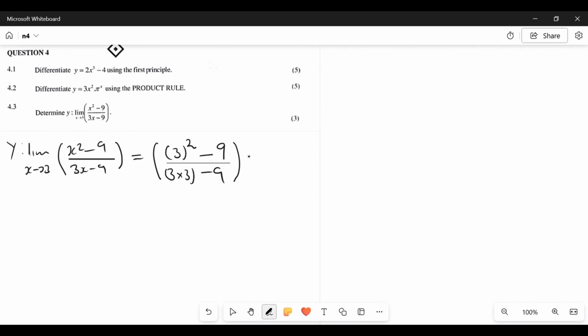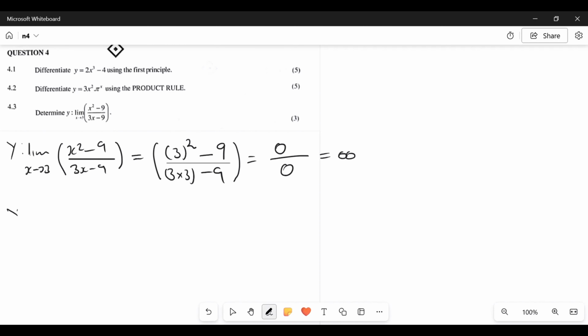There we go. If you continue here, we're going to have on the numerator 9 minus 9, which is going to give us 0. On the denominator, we also have 9 minus 9, which is going to give us 0. So when it's like this, this is indeterminate. We need to do the second step. Now, the second step, guys, is to do simplification. Can we simplify this expression here? When I look at it, yes, we can.